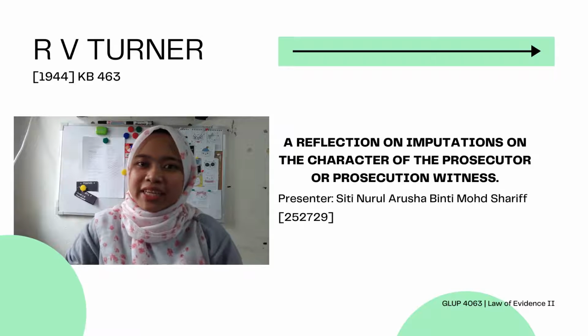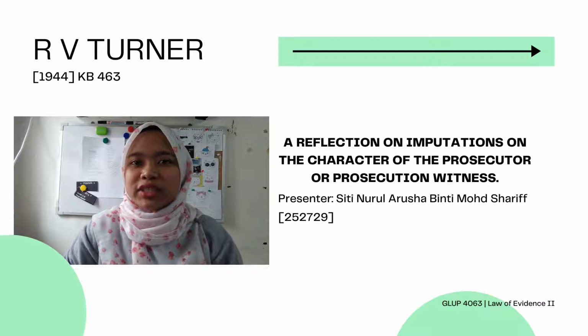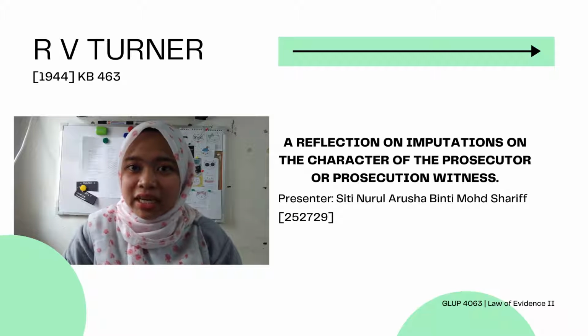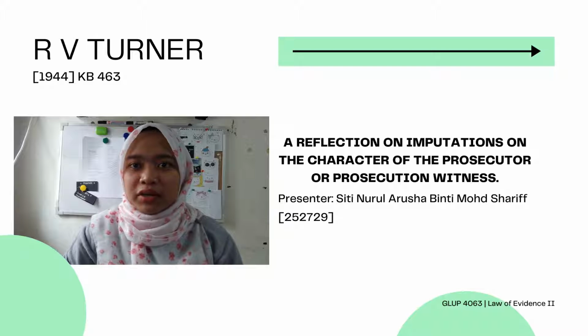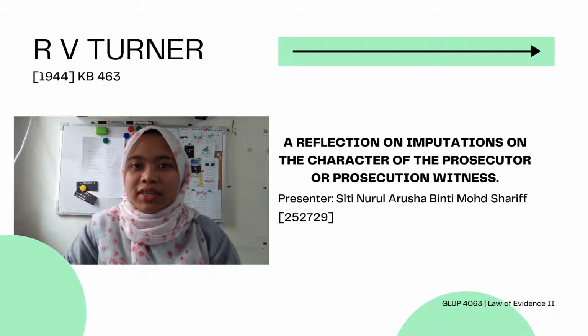My name is Arusha and today we are going to discuss character evidence, a reflection on imputations on the character of the prosecution witness. And today we are referring to the case of R against Turner in King's Bench Division.